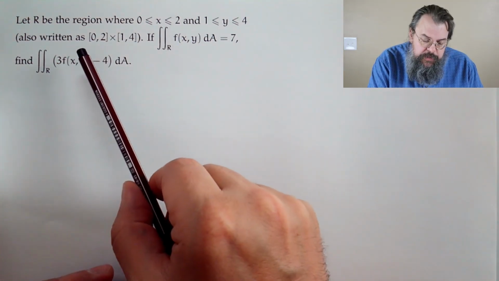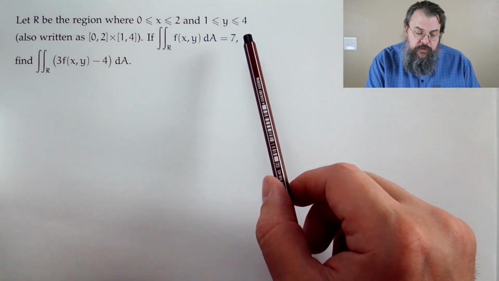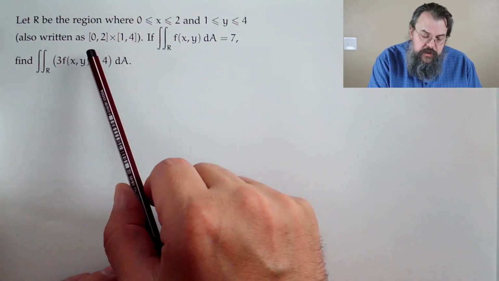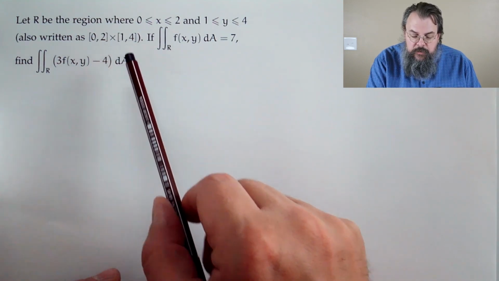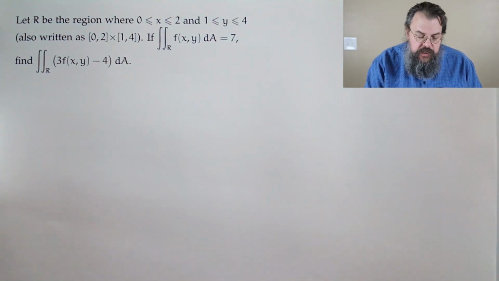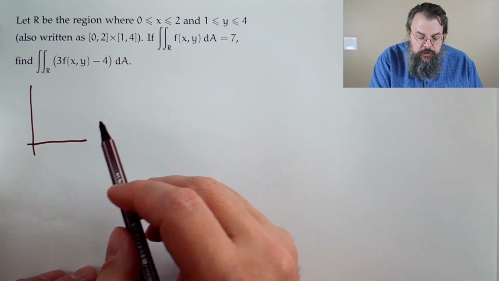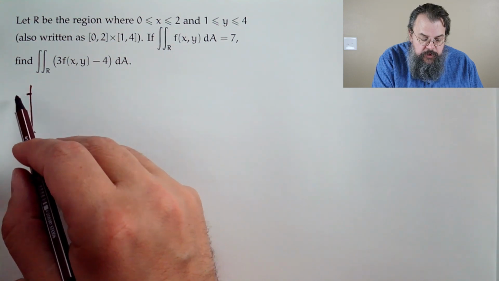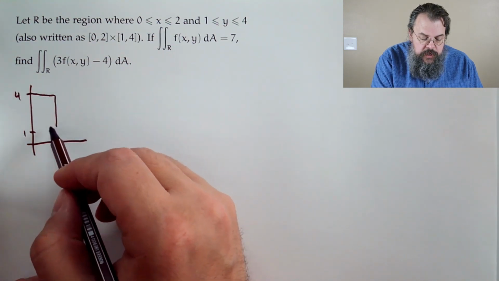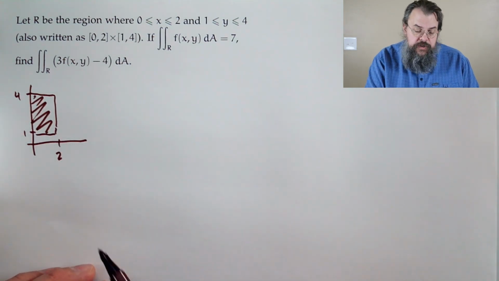So let R be the region where x goes from 0 to 2, y goes from 1 to 4, and sometimes in interval notation, okay, the square bracket, 0 to 2, cross 1 to 4. We can even sketch that region. It's not really a hard region to sketch. So, okay, x is going from 0 to 2, y goes from 1 up to 4, and so we get a nice little rectangle. All right, so there's our region.